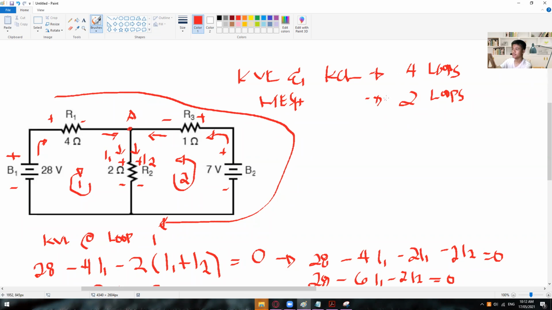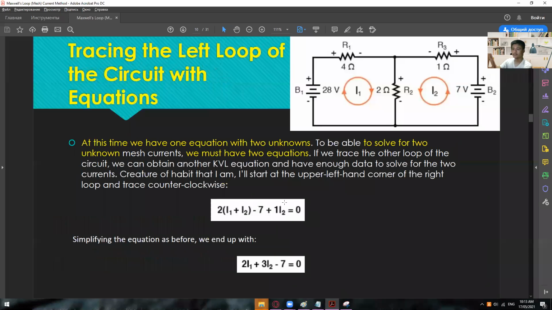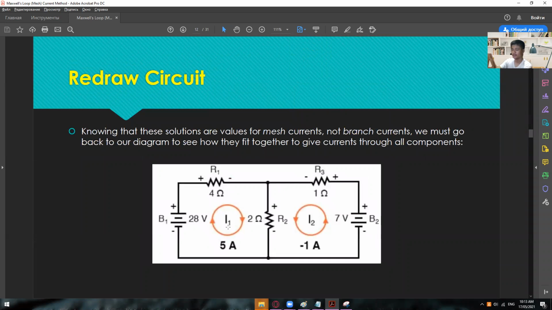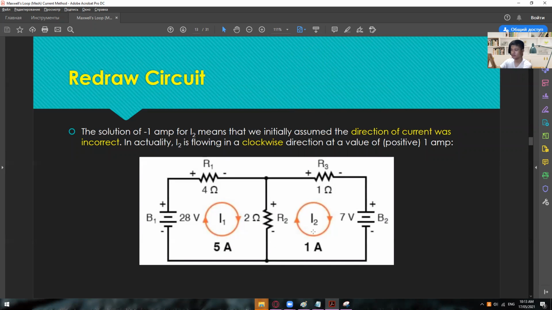So yeah, that's the main point on why you're going to use mesh over KVL and KCL. So we're drawing the circuit. We have this one at first, which is -1 ampere. If you're going to correct this one, you're going to have this current now. So the flow of current is now clockwise. So 5 amps here and then 1 ampere.